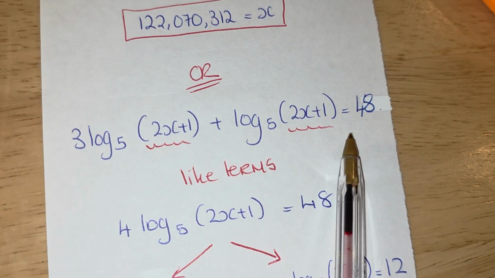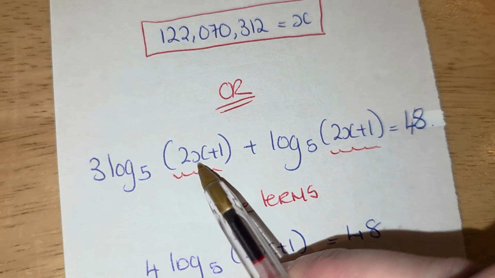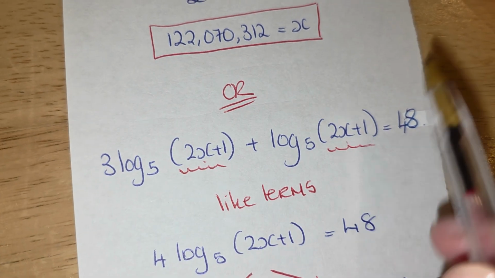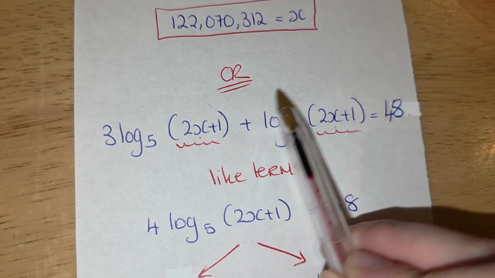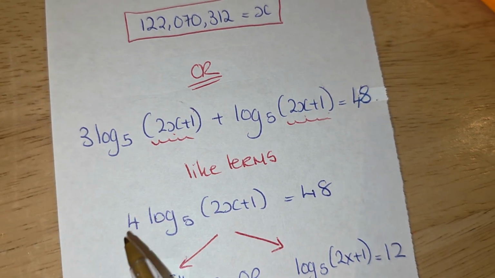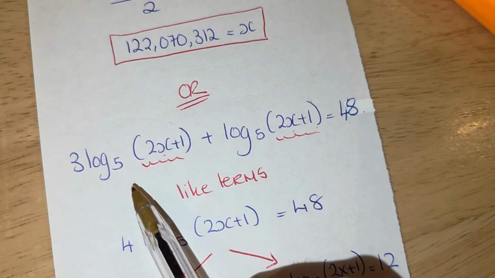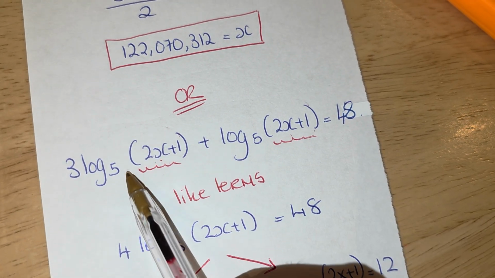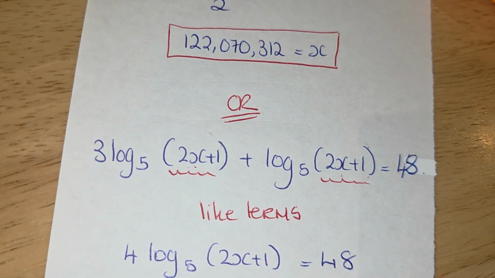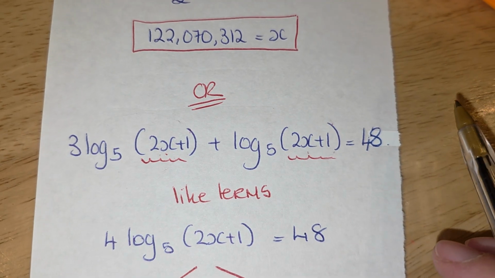So this is where I was. Now, those two brackets are identical. So the fact that they are identical means this term is a like term with this one. It's like you'd group all your y's together, you'd group all your p's together. Well, I can group all of my log 2x plus 1's base 5's together. So it's only because the two brackets are identical that I can do what I'm about to do.